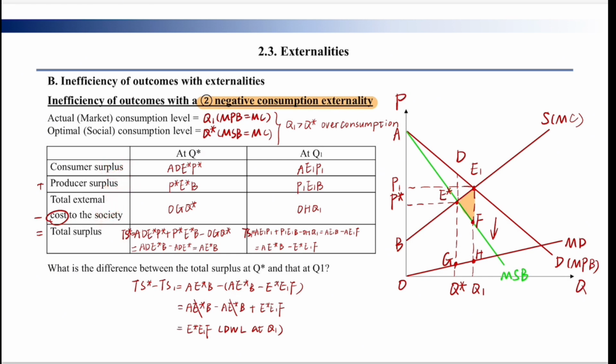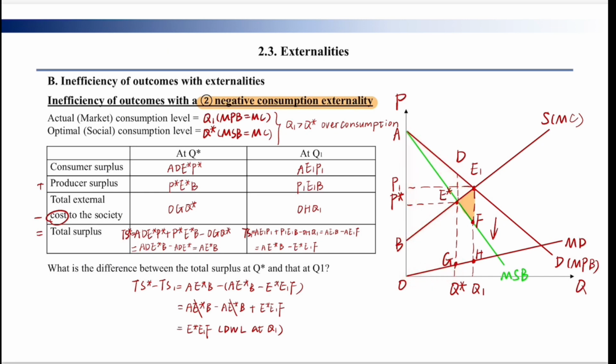Okay, the total surplus is this one plus this one minus this one. In the former slides, we have said that the total surplus is equal to the consumer surplus plus the producer surplus. But in this example, we need to consider the externality. We need to consider the whole society. So we need to subtract the total damage, right? So the total surplus is equal to this one, add this one, minus this one. So we see the graph is like this trapezoid minus this triangle.